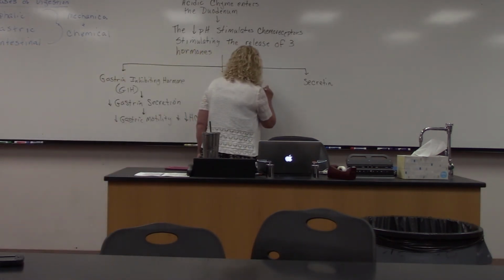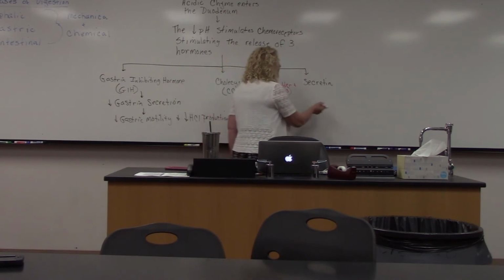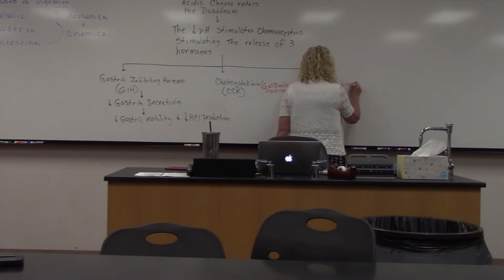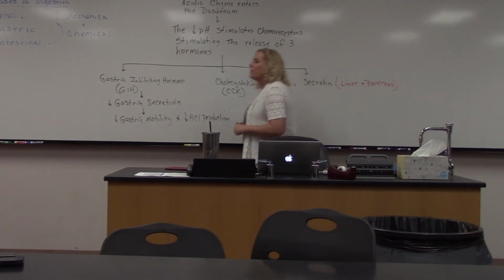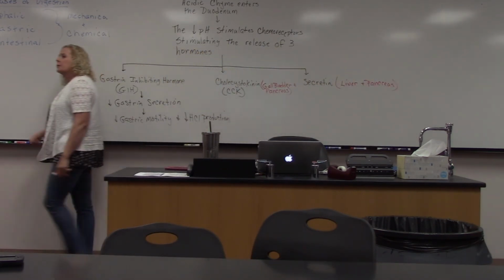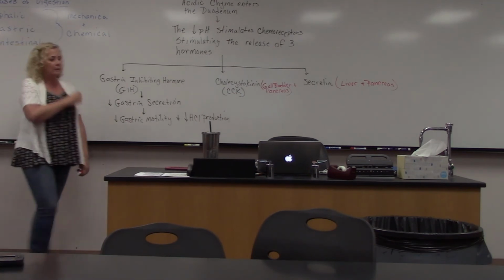Cholecystokinin affects the gallbladder, and it affects the pancreas. Secretin affects the liver, and then also the pancreas. Okay? So we'll talk about the gallbladder and the liver first, and then we'll talk about the pancreas second.